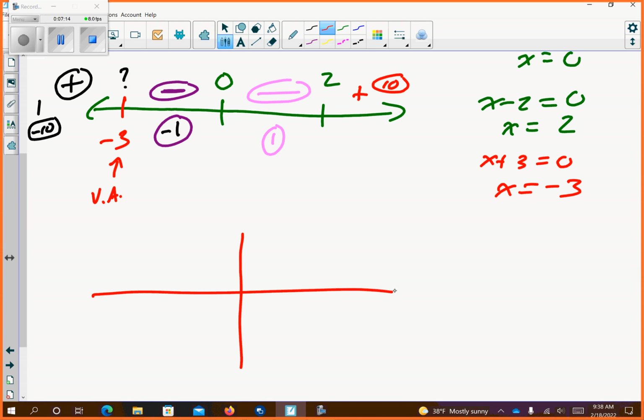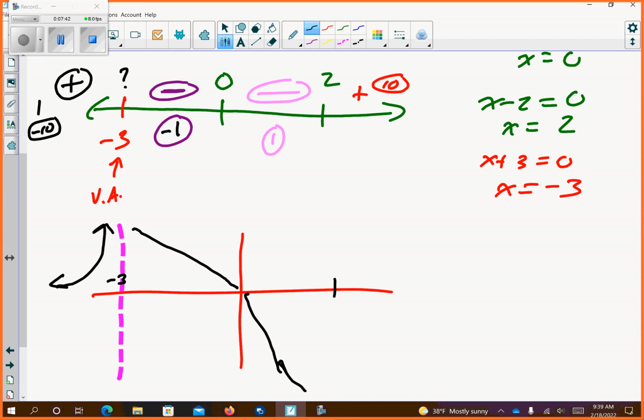If I have an xy axis, right now at negative 3, I have a vertical asymptote. So what's basically happening is the graph might look something like this. Over here, it's coming down like this until it gets to 0. And then it changes direction and becomes still more negative until I get to 2. And then at 2, it's doing this. Okay, so right here, at exactly this point, the slope is equal to 0.